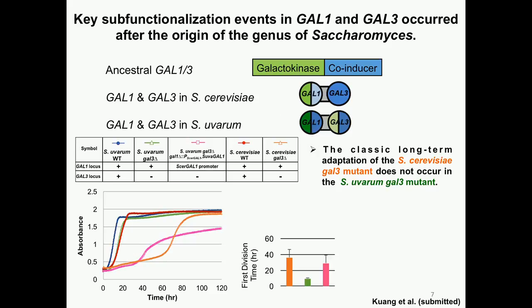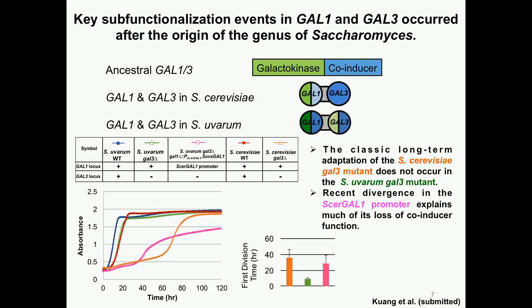is higher. And we can show, again by a precise allele swap, that that is due to differences in the promoter sequence. And so if we just take the promoter from Saccharomyces cerevisiae and put it into uvarum in place, what we see is we get that long-term adaptation phenotype back. When we put in the cerevisiae promoter, because it's weaker, it takes it longer in the absence of co-inducer to figure out that there's galactose around.